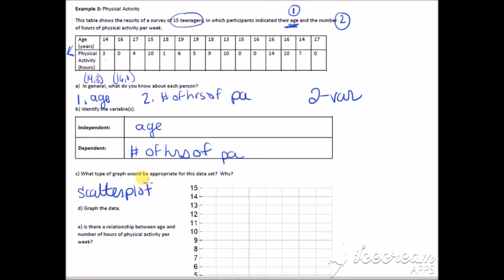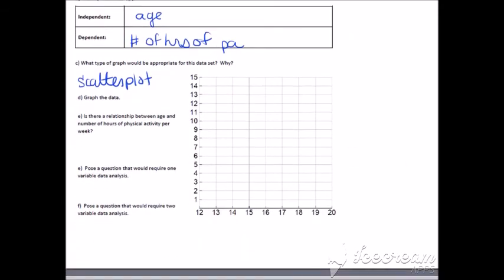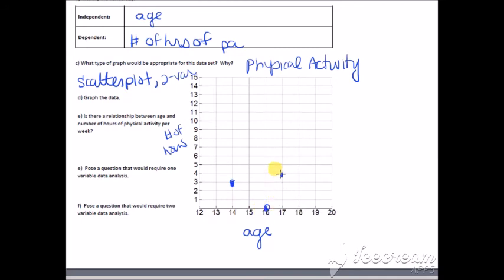Okay, and we're going to go ahead and graph this. I'm going to read these off my paper. So let's call this physical activity. And I put 2 variable. So we're going to graph age versus number of hours. So the first person is 14, 3. The second person is 16, 0. Third person 17, 4. 15, 10. 18, 1. And then 19, 6.